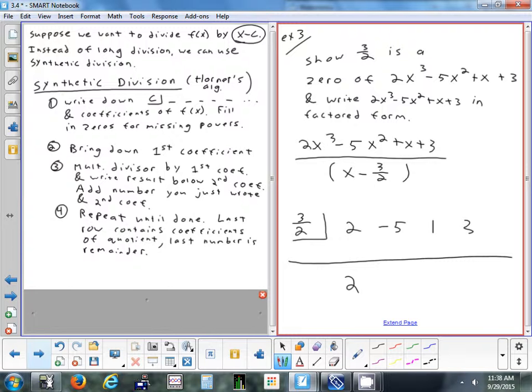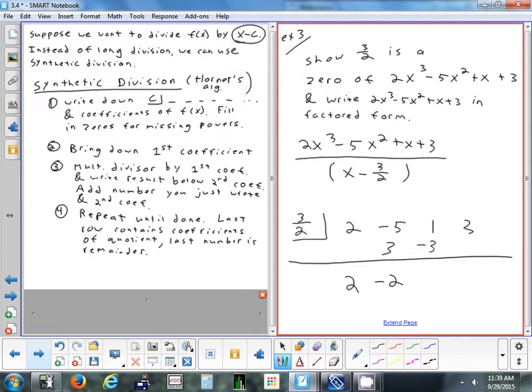Now we're going to multiply the divisor times the number I just brought down and write the answer in the second column. What's 3/2 times 2? 3. Add the number you just wrote and the second coefficient. What's -5 plus 3? -2. And repeat again. What's 3/2 times -2?